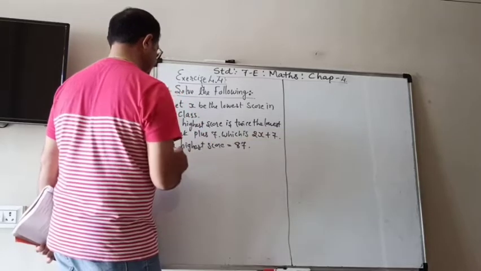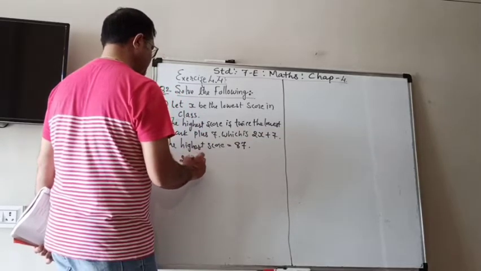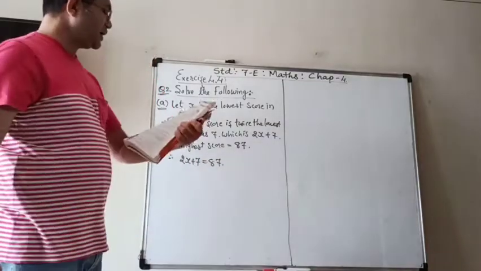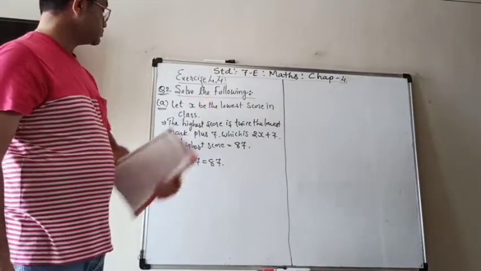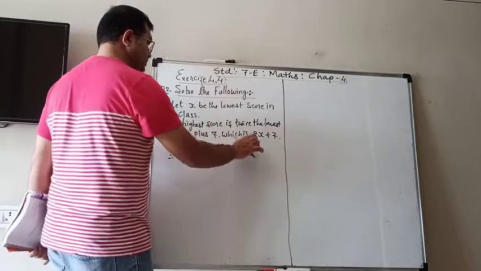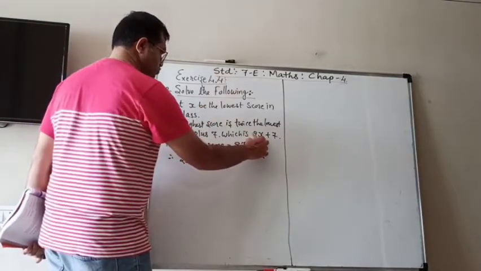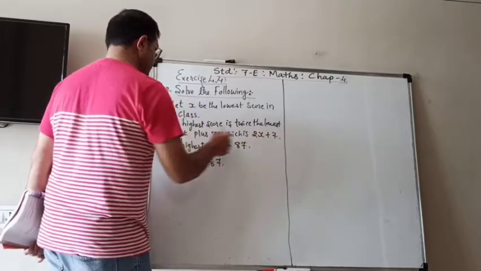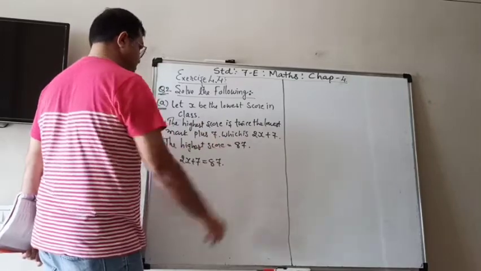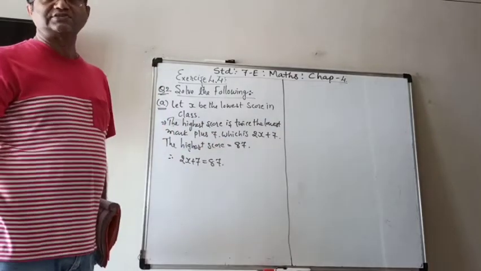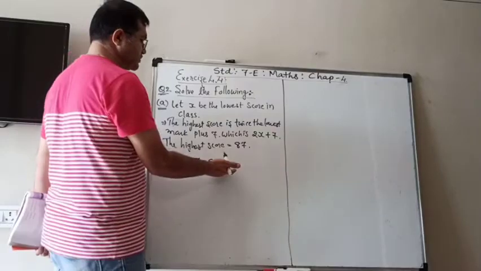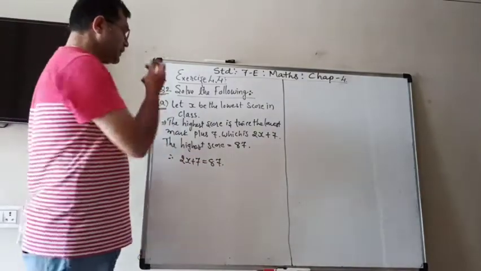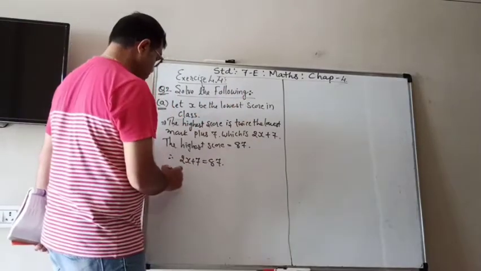It means that 2x plus 7 is equal to 87. Twice the lowest mark means x multiplied by 2, plus 7, 2x plus 7. And given that the highest score is 87, it means that 2x plus 7 is equal to 87. So now you get the equation.